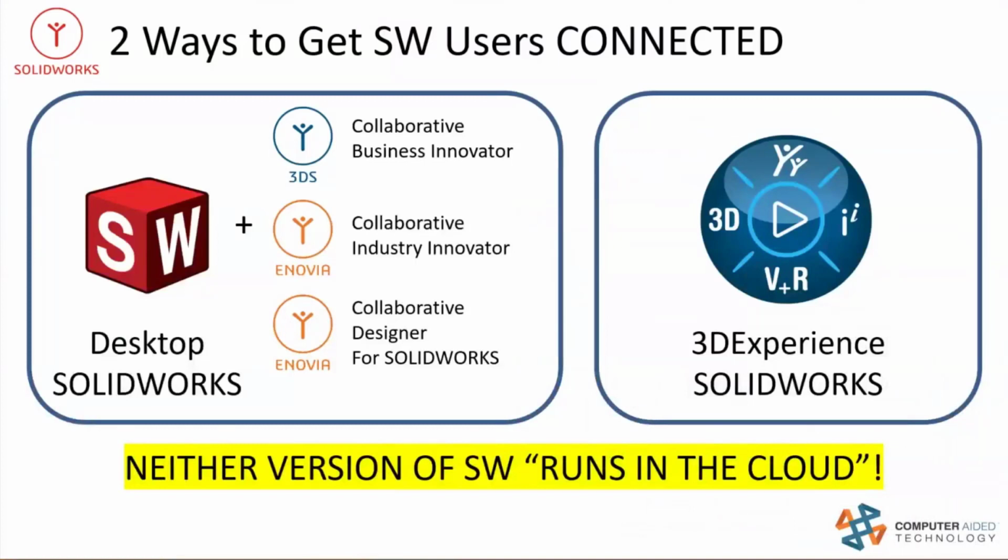So how do you get this? How do you get access to these tools? There are basically 2 main ways to get your SolidWorks seats, your SolidWorks users, connected to the platform. You can go with traditional desktop SolidWorks and then add on the SolidWorks connector. And then, of course, you would need the Business Innovator and Industry Innovator that we just talked about. Or you can purchase seats of 3DEXPERIENCE SolidWorks. And we're going to talk about what each of these includes in detail in just a minute.